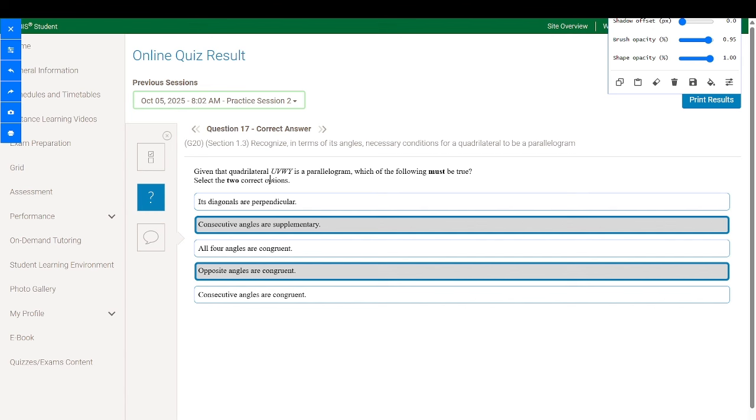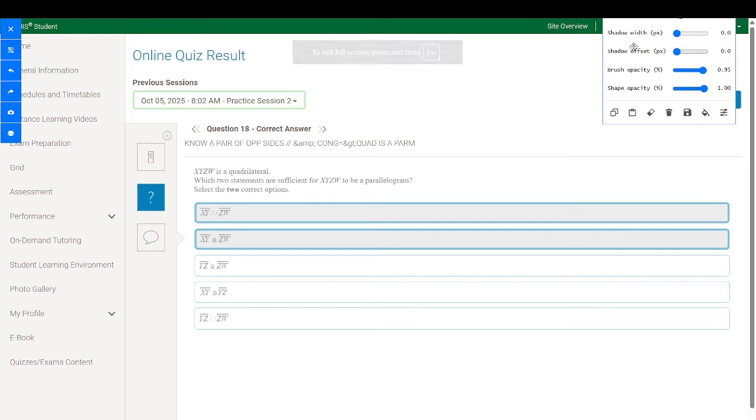Question number 17. Given the quadrilateral UVWY is a parallelogram, which of the following must be true? Its diagonals are perpendicular. Wrong answer. Consecutive angles are supplementary. Yes. All four angles are congruent, no. Opposite angles are congruent, yes. Only opposite angles. Consecutive angles are congruent, no. It has to be supplementary.